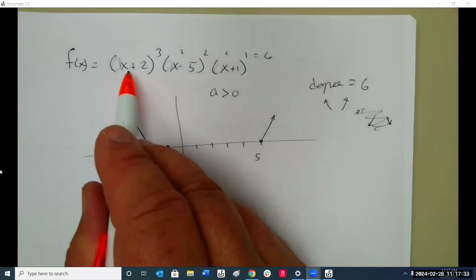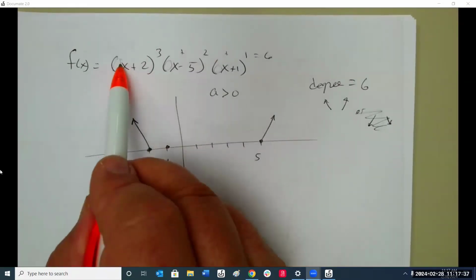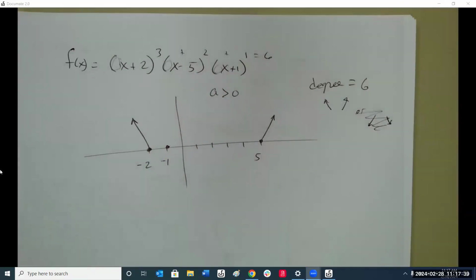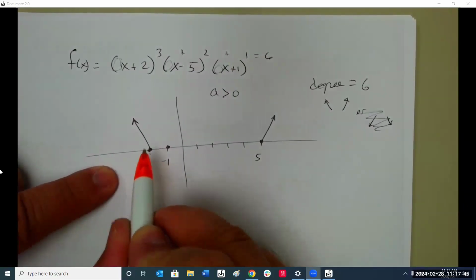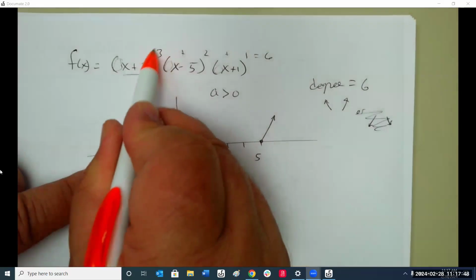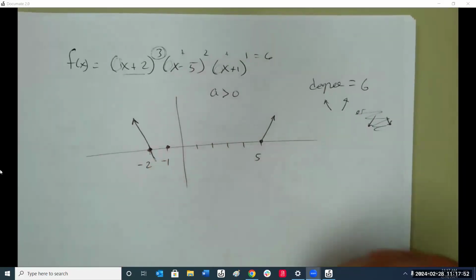Because it's positive. It's 1, but it's greater than 0. There are no negatives here, so there are no negatives anywhere. So what happens at negative 2? Since negative 2 is this one, it has an odd multiplicity. We know the graph crosses the x-axis at that point.